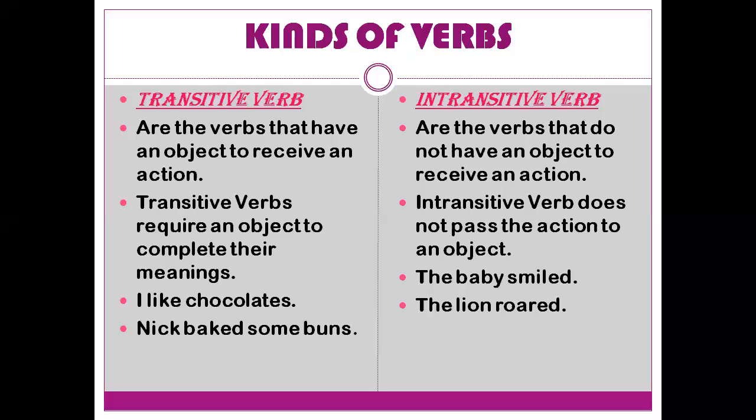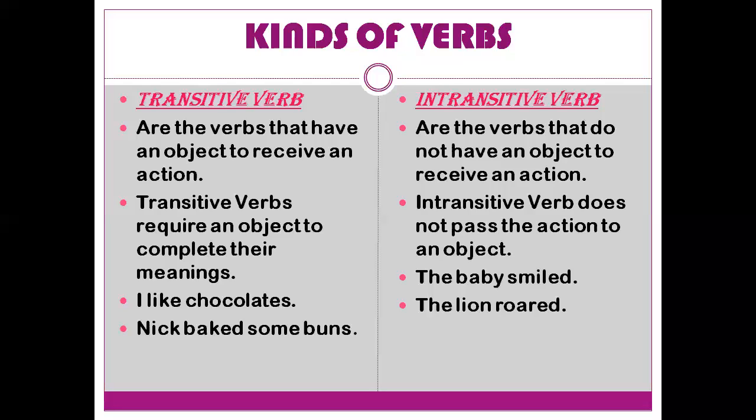Here, buns is your object and it is receiving the baked, the action. It is receiving the action; the action is being passed to buns. So it is again an example of a transitive verb. Now come to the intransitive verb.